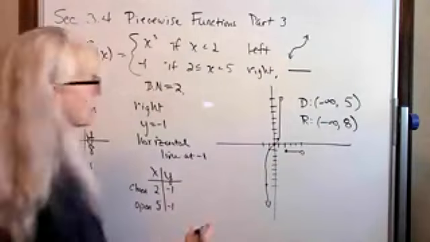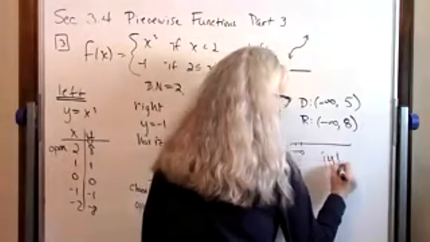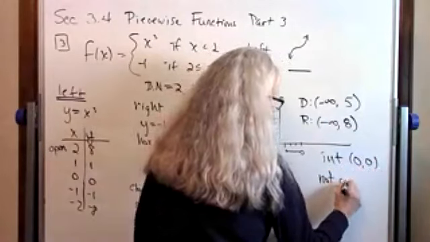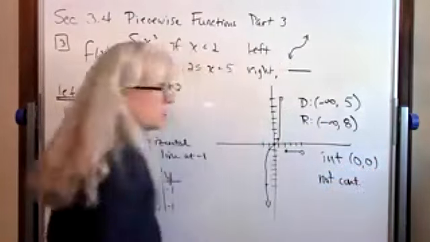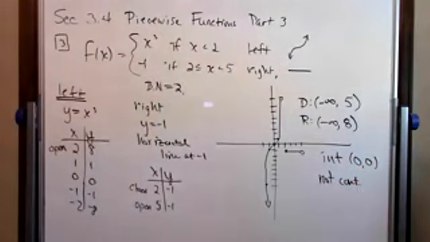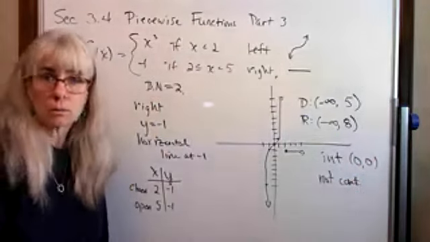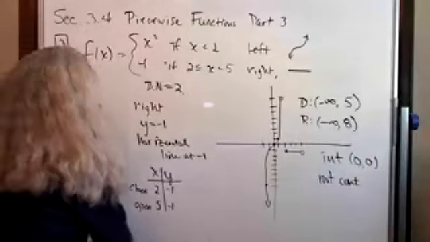The intercepts are at the origin, both of them, the x and y. It's still not continuous. You cannot trace it without lifting your marker or pencil. And there's your second piecewise function. Nice job. Hopefully it got a little easier, right? Because you've got a little more practice. Let's do one more.